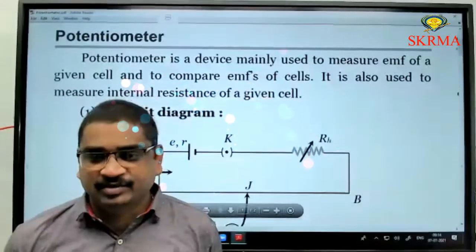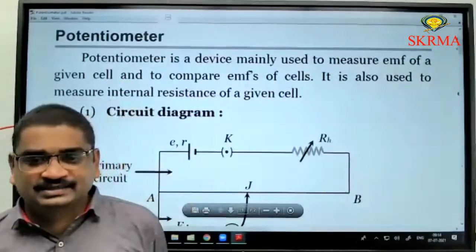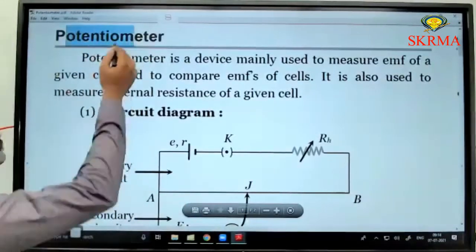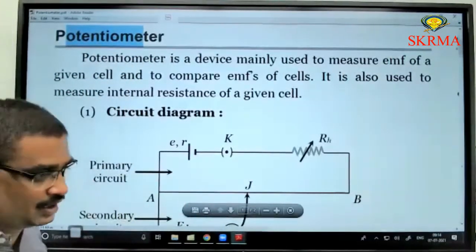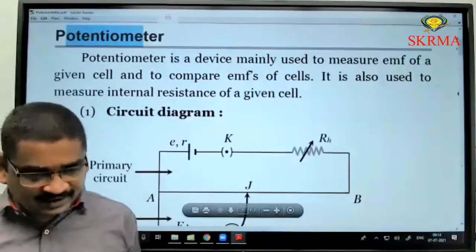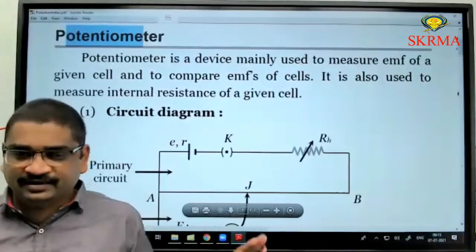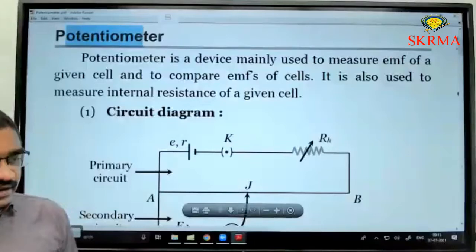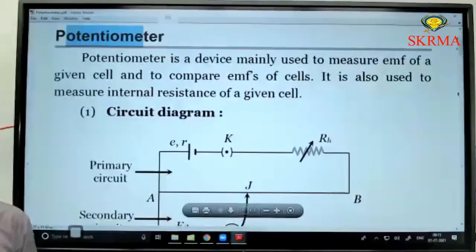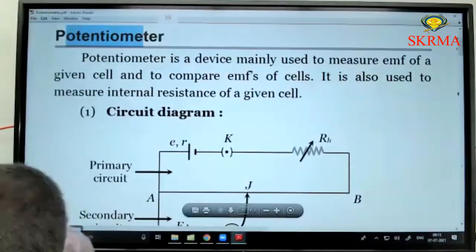Today we need to discuss the potentiometer concept. What is meant by a potentiometer? What is the use of the potentiometer? What is the basic circuit of the potentiometer? First, we need to discuss what the use of the potentiometer is.